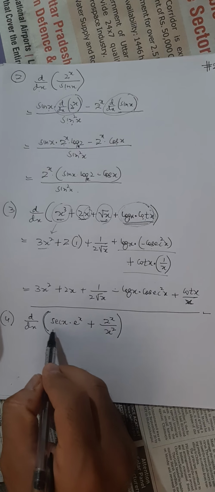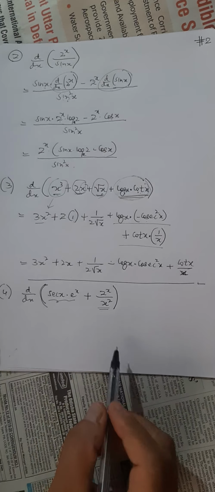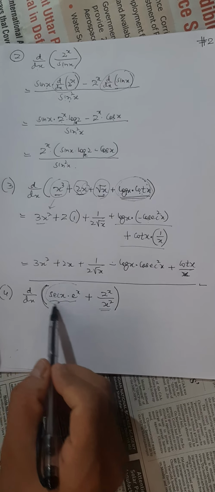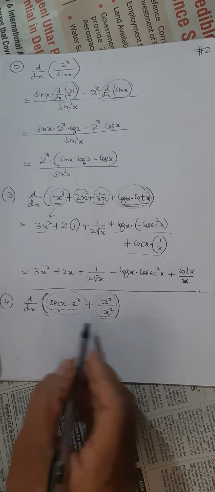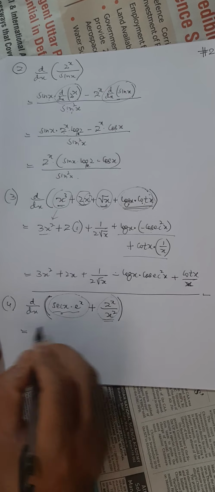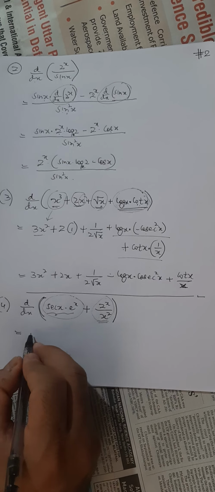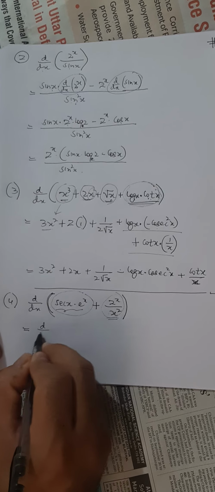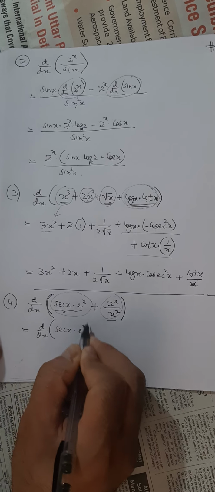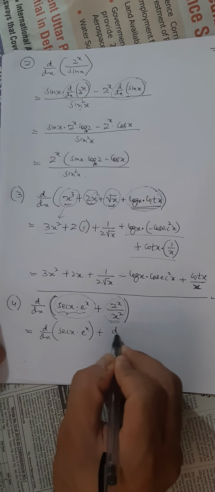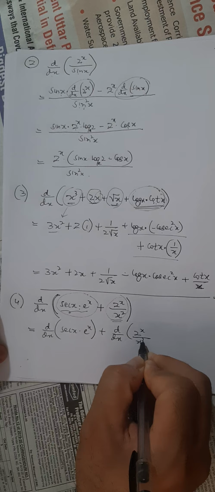So there are 2 terms. One is this, the other one is this. Okay. Here we use product rule. Here I'll use division rule. Without division rule also you can do, but I just want to emphasize on division rule. So I'll write like this, d by dx of sec x into e raised to x, derivative of the first function plus derivative of the second function, 2 raised to x upon x square.